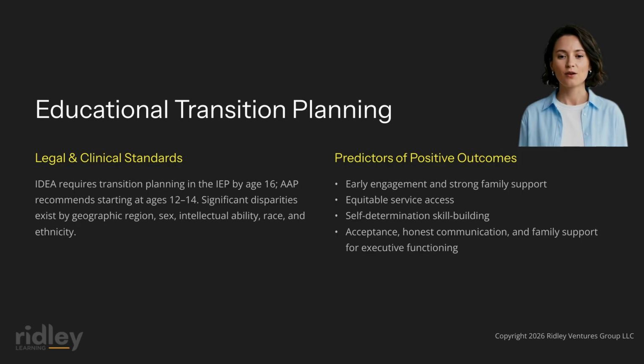Rue and colleagues' 2023 Autism Transitions Research Project capstone review identified early engagement in transition planning, strong family and community support, equitable service access, and self-determination skill building as the consistent predictors of positive transition outcomes. And Wolpe and colleagues' 2025 qualitative synthesis of autistic young adults' recommendations emphasized acceptance, honest communication, and family support for executive functioning as practical levers.